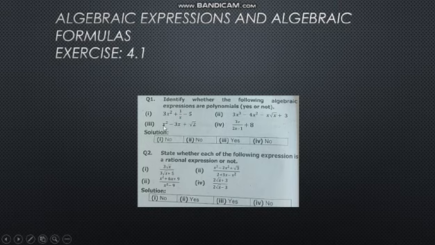Let's see the third one, which is x square minus 3x plus under root 2. It is a polynomial because it has positive powers, x square minus 3x. x has power 1 and x has power 2.